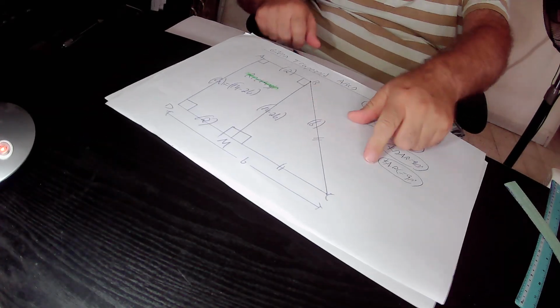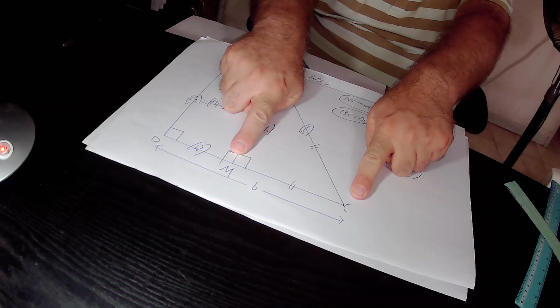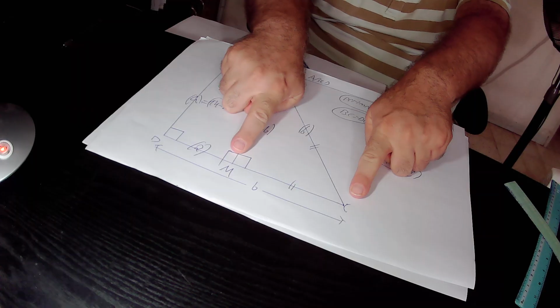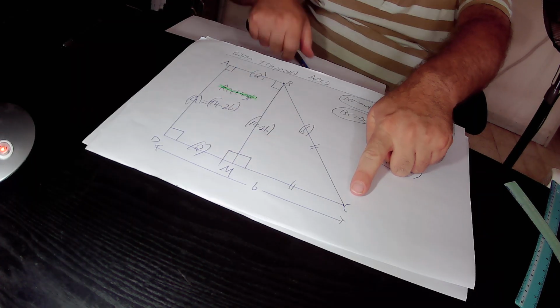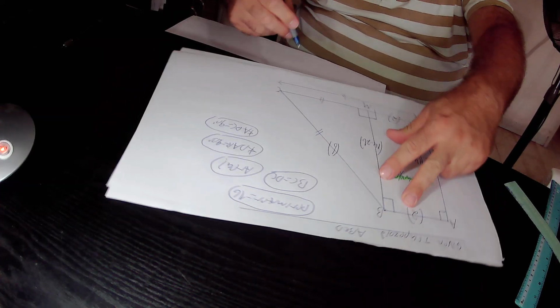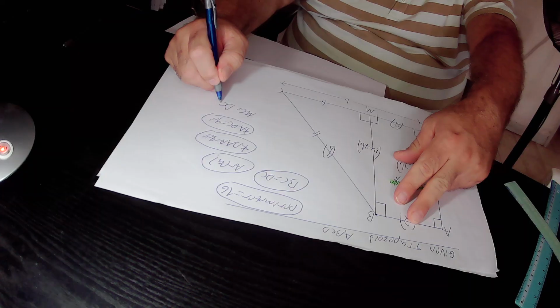What is the length of this missing line segment? Line segment MC. From the drawing, it is very easy to see that MC equals DC minus DM. Again, MC equals DC minus DM. So I'll write it down. MC equals DC minus DM.